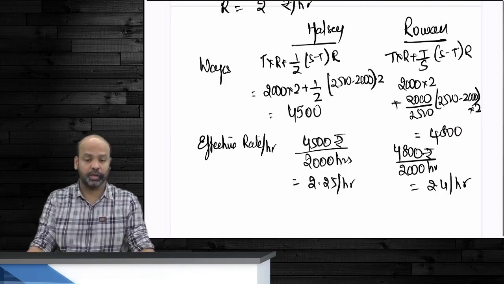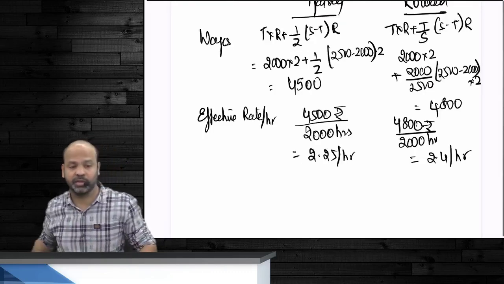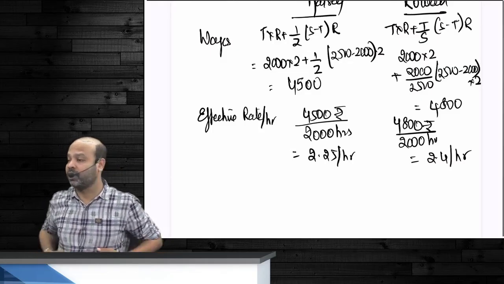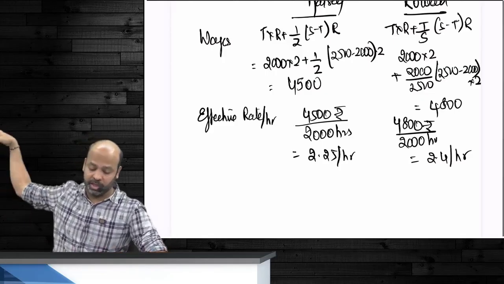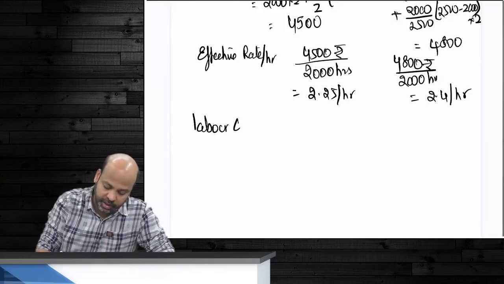2.4 per hour. This is the effective rate per hour. Second bit, guys, they're asking us to compute savings in labor cost per piece. To compute savings in labor cost per piece, first find the labor cost per unit under this system. What will be the labor cost per unit, guys, under Halsey scheme?